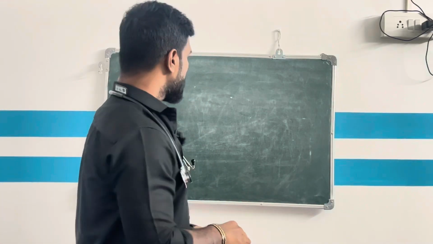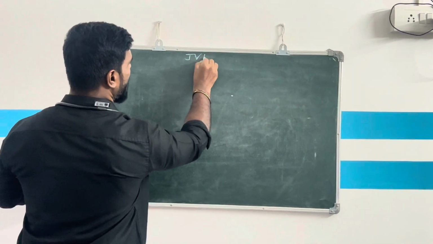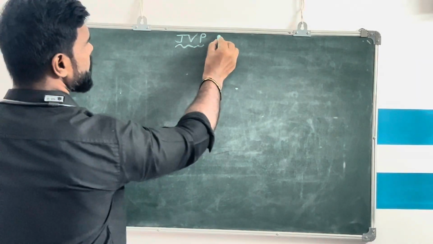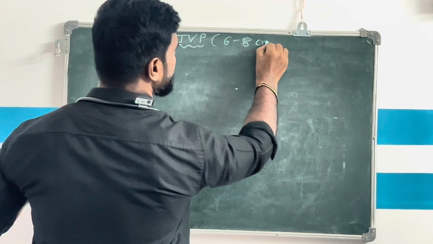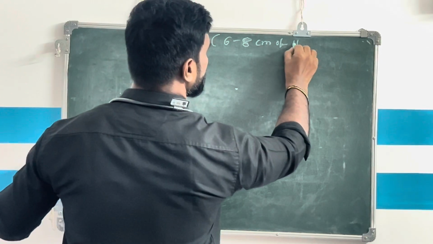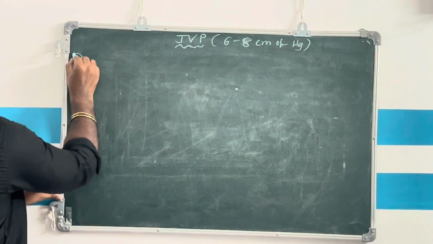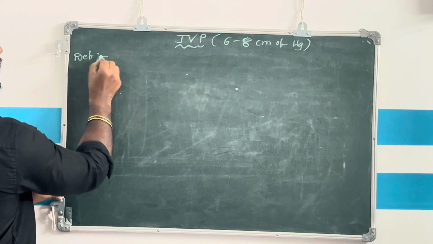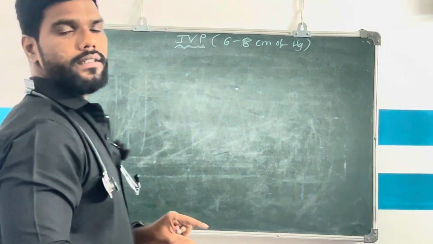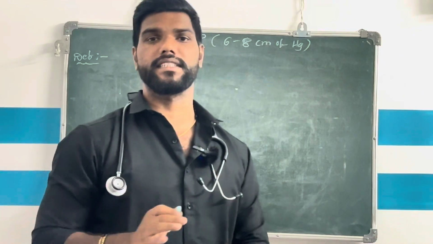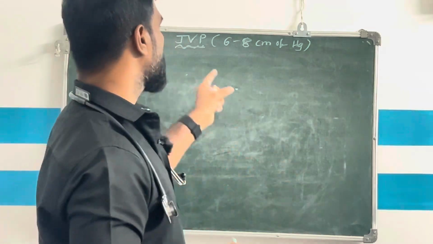So the definition of jugular venous pressure, right? The normal JVP is about 6 to 8 centimeters of mercury. What is the definition of jugular venous pressure? The jugular venous pressure indicates the pressure exerted by the right atrium.